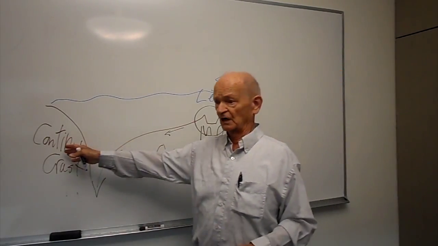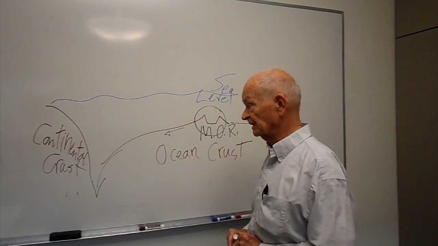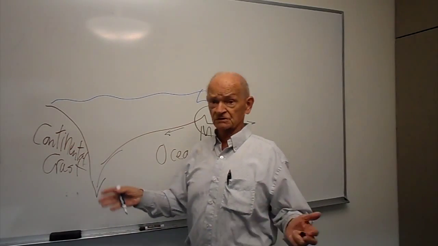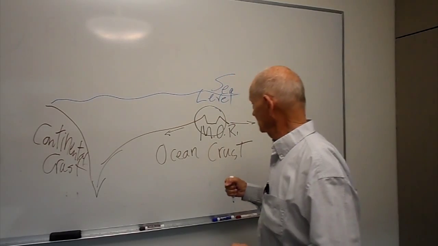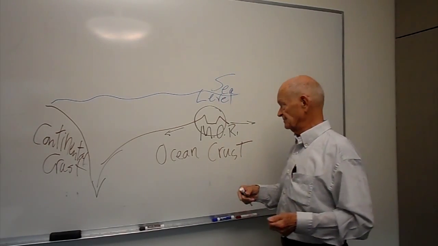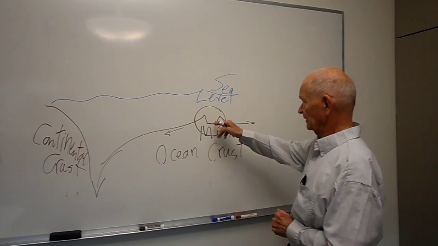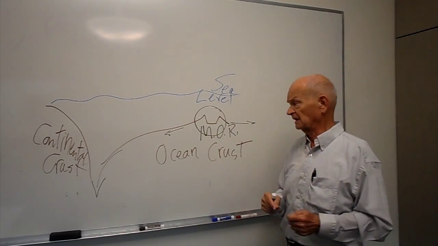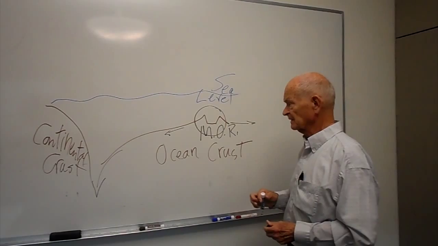This is continental crust in this particular instance over here, okay? Rock which is largely granitic in character, and oceanic crust, rock which is largely basaltic in nature because it comes up here as a lava that is relatively rich in iron and magnesium.